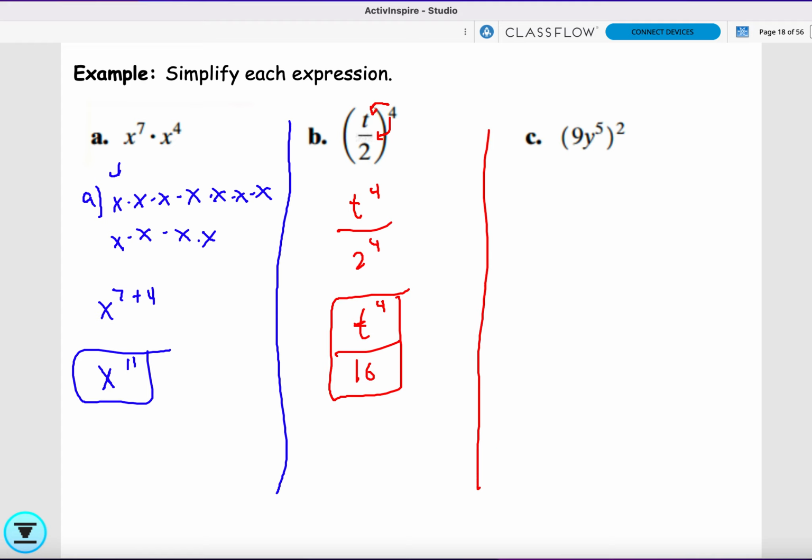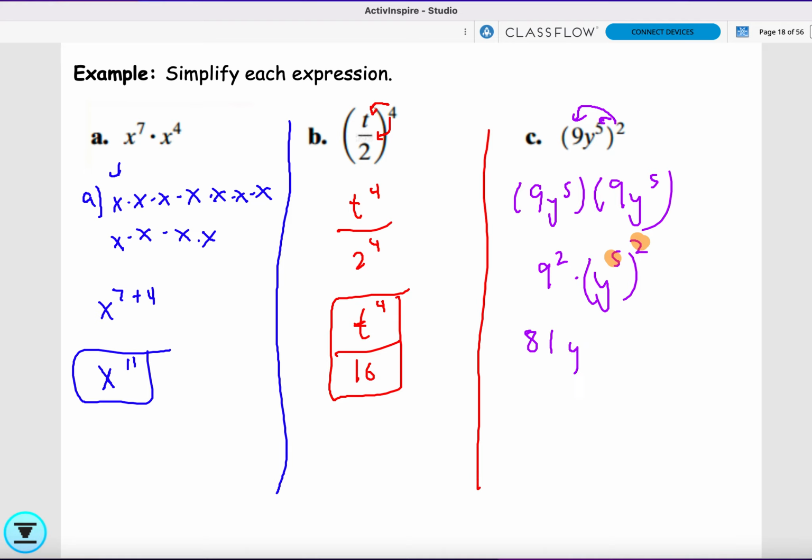And then C is just 9y to the 5th, squared. So we're just multiplying these two together. But if you want, you can just distribute the 2 to the 5 and the 9. By distribute, you're just applying the power. You're not really multiplying it. So forget that I said distribute. So that means we're doing 9 squared times y to the 5th squared. So that's power to a power. So we have to multiply those, right? 9 squared is just 81. Y to the 5th is y to the 5 times 2, which is just y to the 10th. And we're done.